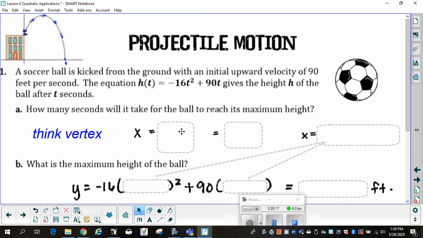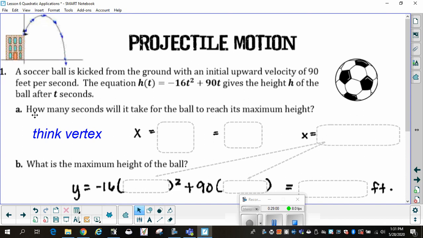Okay, projectile motion. This is the last part, and then you all will be working on your own. A soccer ball is kicked from the ground with an initial upward velocity of 90 feet per second. The equation here gives the height of the ball after t seconds. H of t equals negative 16 t squared plus 90t. Negative 16 is a gravitational constant based on feet per second. 90 is the velocity with which the ball is kicked, the initial velocity. And there's no plus or minus anything because the ball is kicked from the ground.